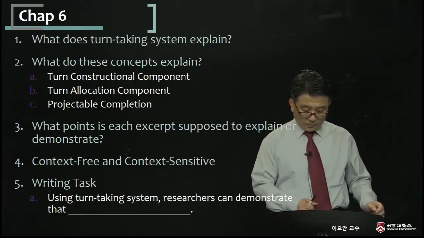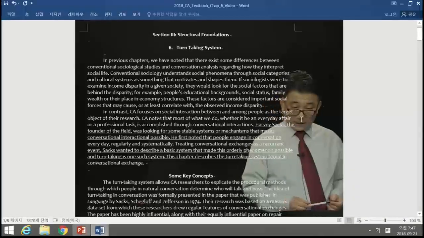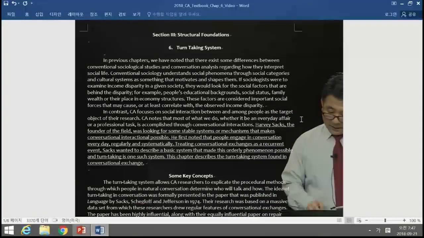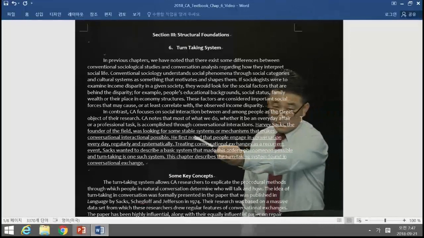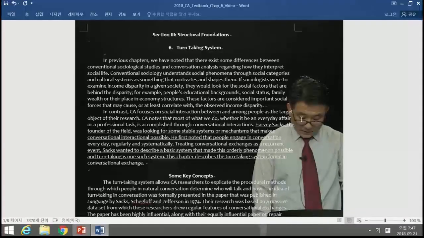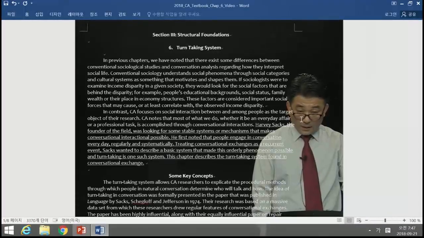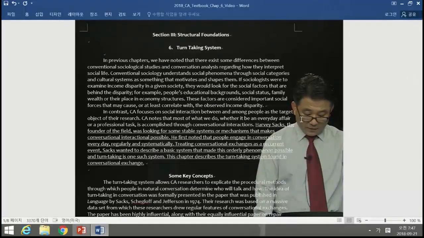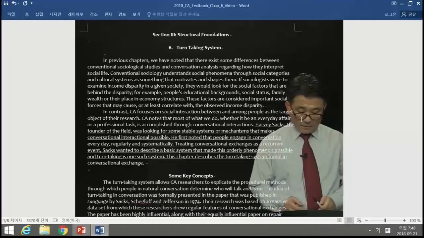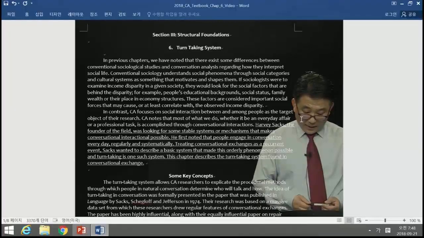Okay. Let's go to the chapter. So let me begin with what Harvey Sacks says. Harvey Sacks, the founder of the field, was looking for some stable systems or mechanisms that make conversation interaction possible. He first noted that people engage in conversation every day, regularly and systematically. Treating conversational exchanges as a recurrent event, Sacks wanted to describe a basic system that made this orderly phenomena possible, and turn-taking is one such system.